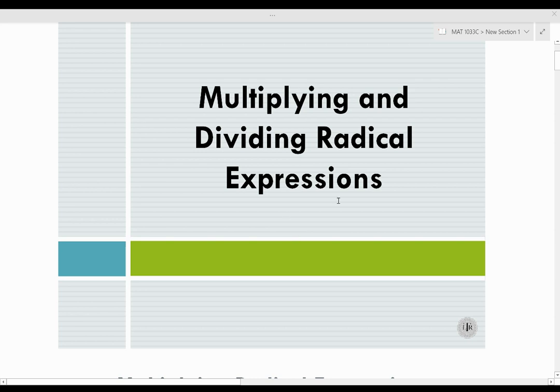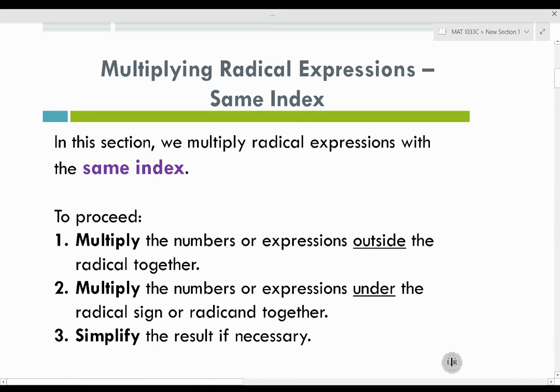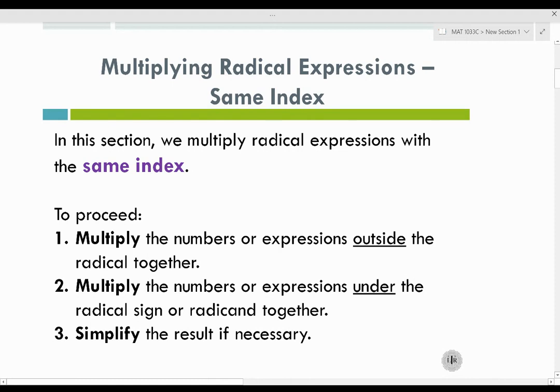All right, you guys, in this section, we're going to be learning how to multiply and divide radical expressions. Before we begin, let's look over the rules. In this section, we're only going to be looking at radical expressions that have the same index, so we don't have to worry about multiplying radical expressions that don't have the same index.